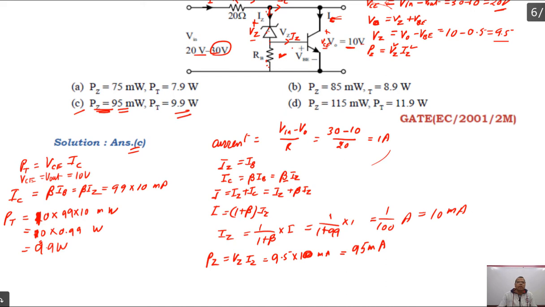9.9 watt is your answer, and this is the only question which appeared in GATE in 2001 from the shunt voltage regulator. So in the next video we will be talking about the IC voltage regulator. So wait for my next video.